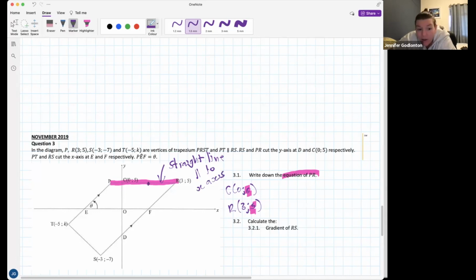So any point along there, I don't know what my x value would be, but I know my y value would be 5. Because our y value doesn't change as we move along that line, the equation of that line is just going to be y is equal to 5. Because x can be any number, it doesn't matter what x is, y is always going to equal 5. And that's our whole equation.